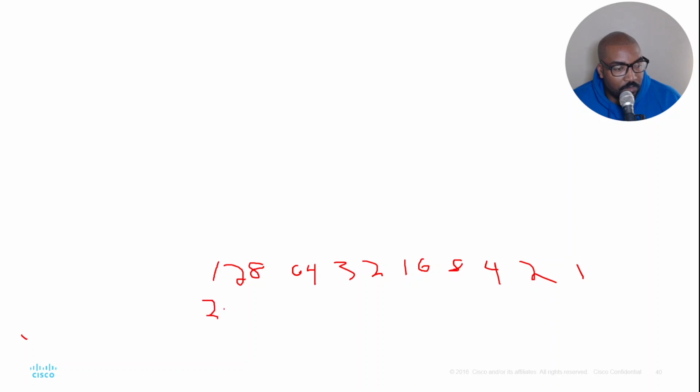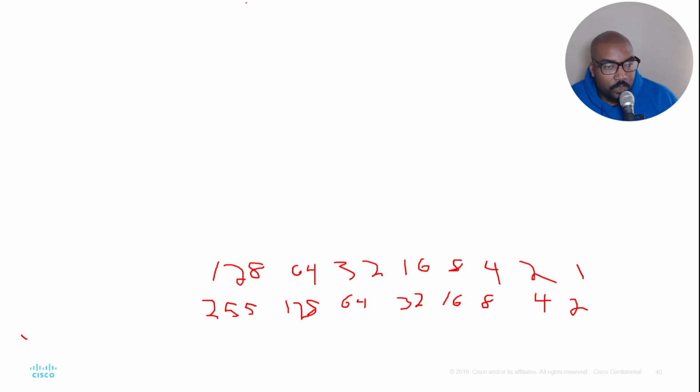So we're going to go 255, 128, 64, 32, 16, 8, 4, and 2. This is the powers of 2 underneath it, and on top is our bit stream: 128, 64, 32, 16, 8, 4, 2, and 1. Before I do anything, this is exactly what I like to do before I start any subnetting.